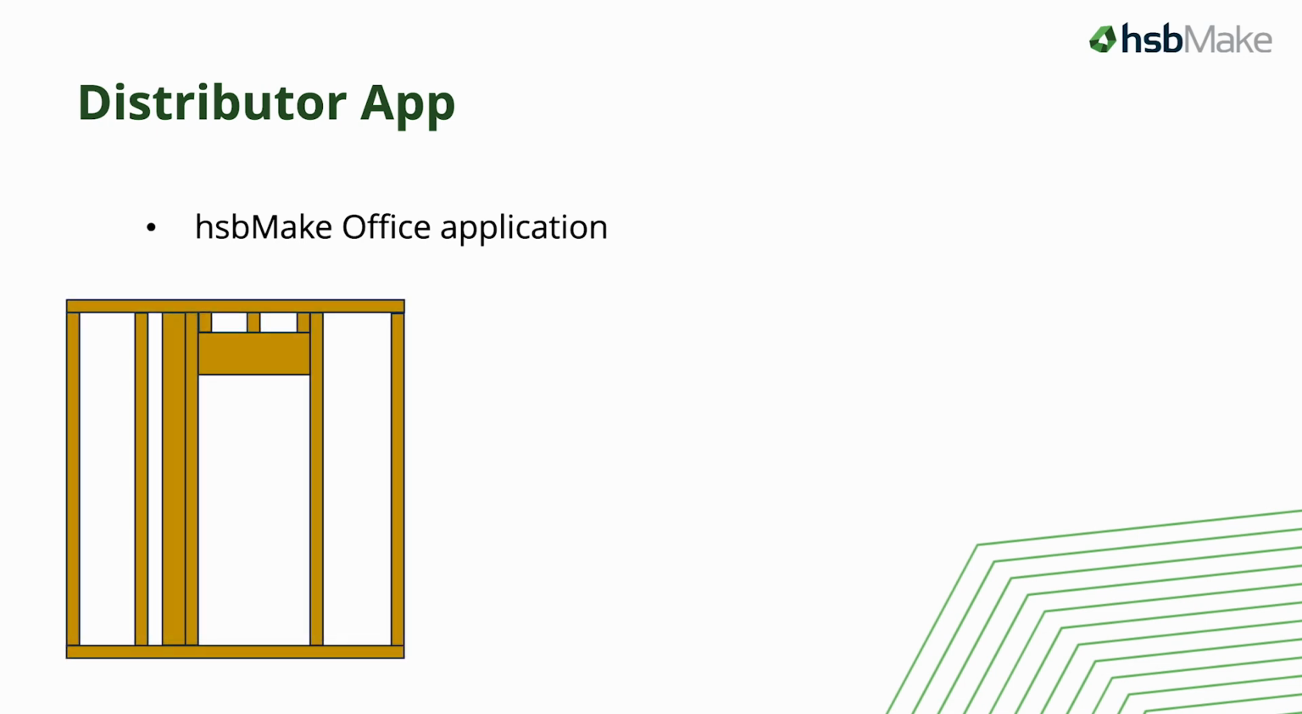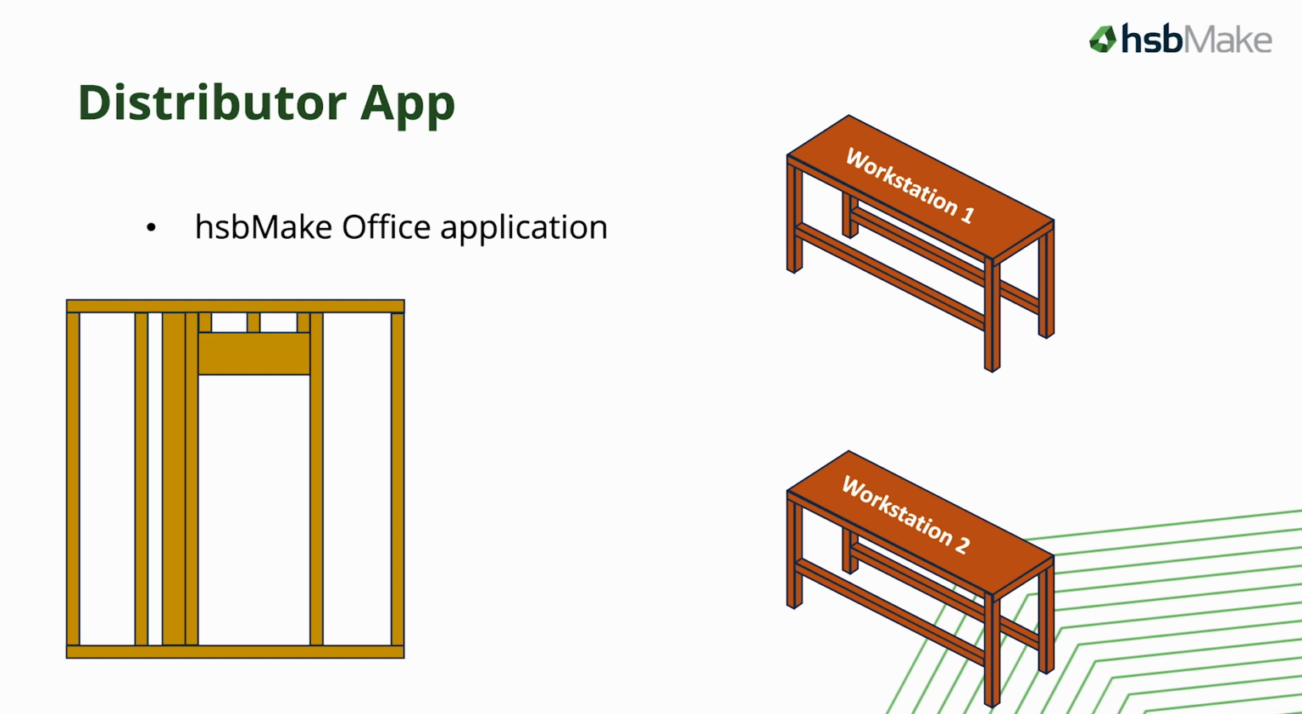If we take this example panel, we can describe what a distributor actually does by thinking of two different workstations where that panel could be fabricated. The distributor allows you to manually choose which workstation you want to actually produce that panel on and therefore send the information to the appropriate workstation.